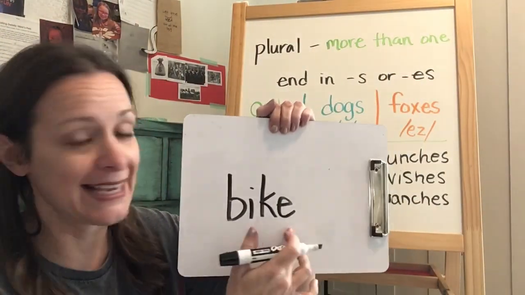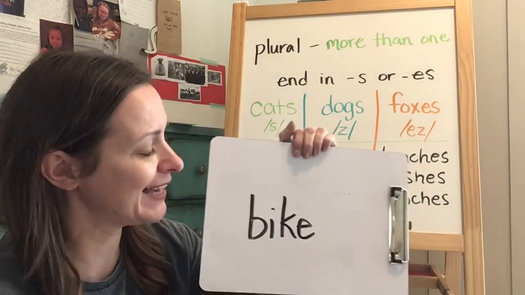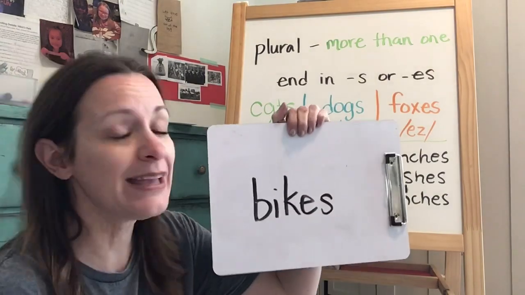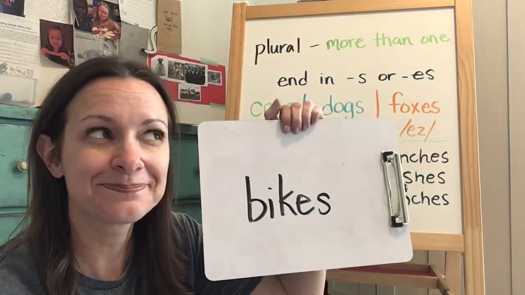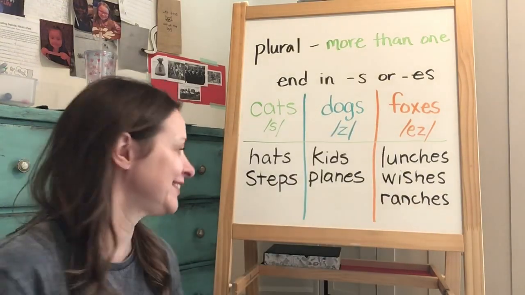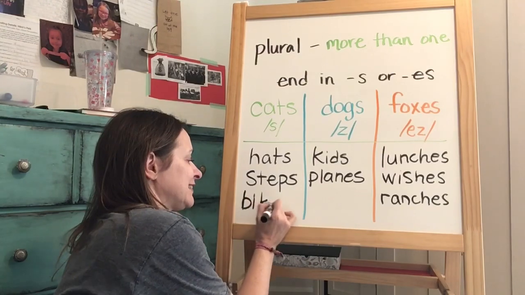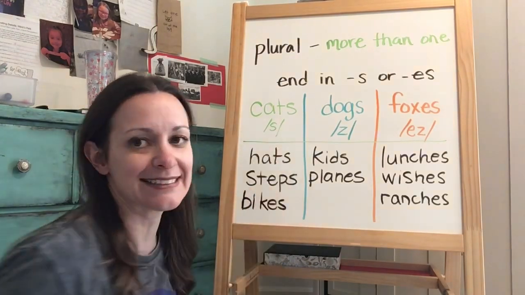What about this one? We have a bike. We want more than one bike. We want to make it plural by adding an S. We have bikes. What's that S making? Bikes. You got it. It's making the S sound, just like in cats.